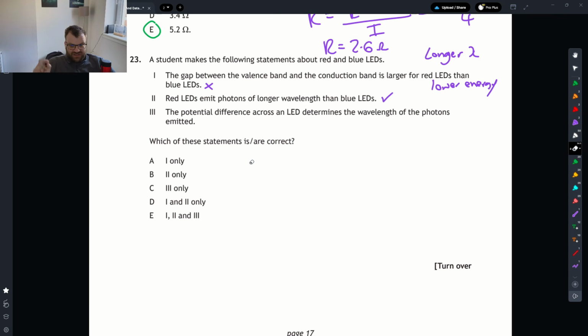Well, I just said that, so that's true. Potential difference determines the wavelength. No, it doesn't. It's the band gap between the valence and the conduction bands, which has nothing to do with the potential difference. So that should just be the one. Number 2B should be the correct answer for that one.